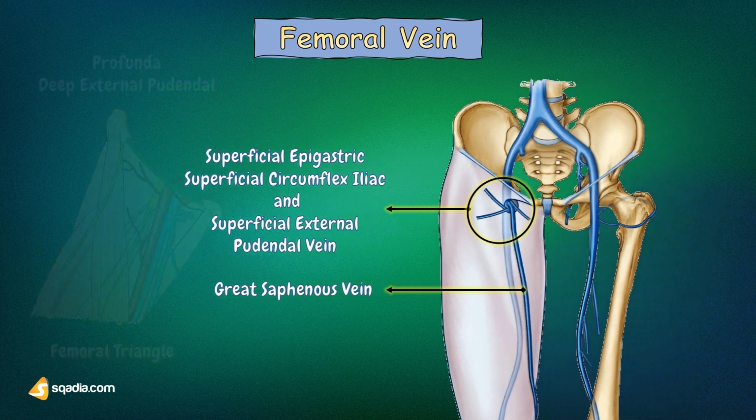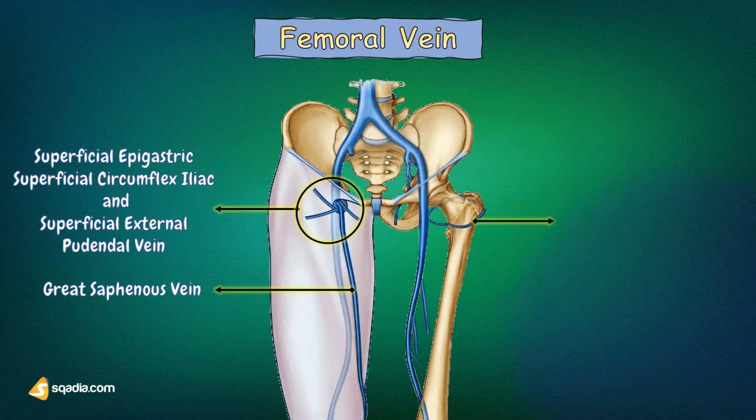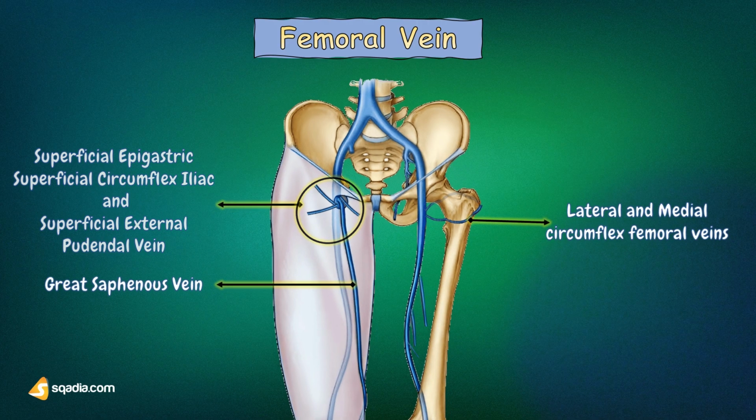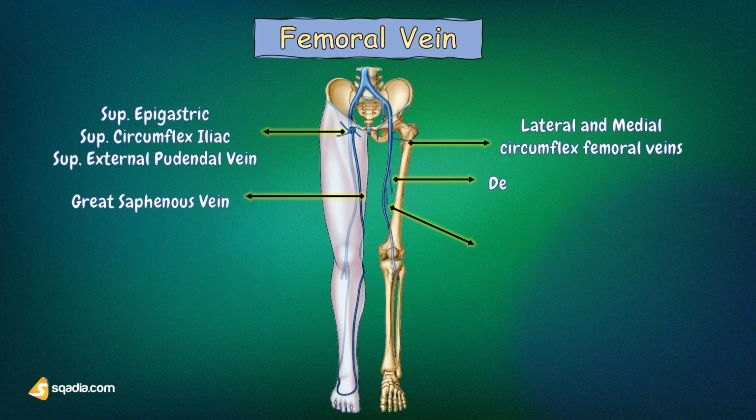Here are the lateral and medial circumflex femoral veins. This here is the descending genicular and muscular veins in the adductor canal.